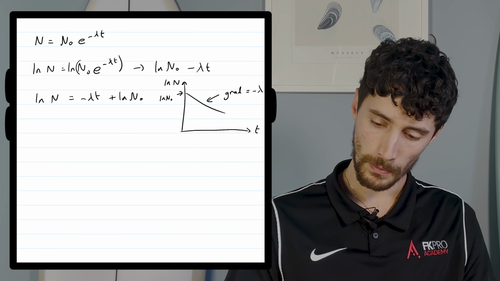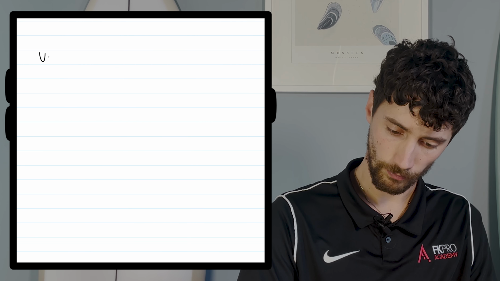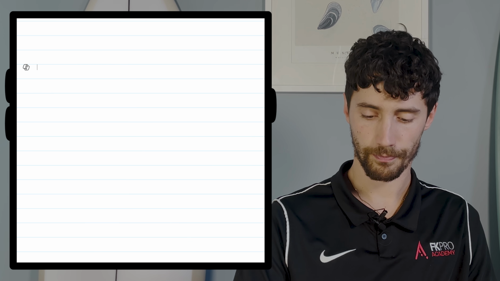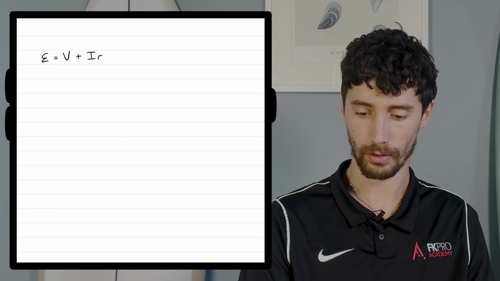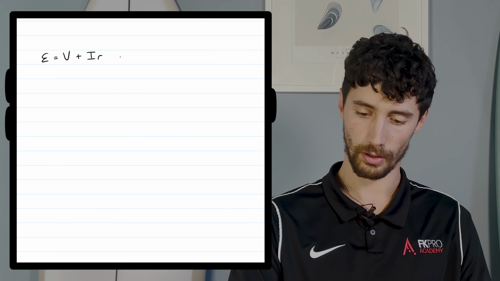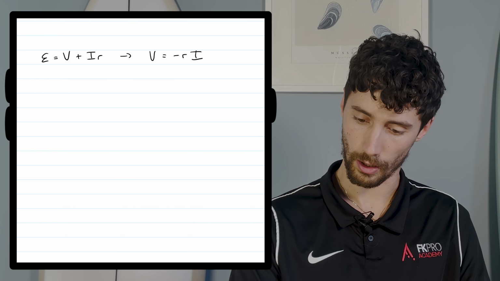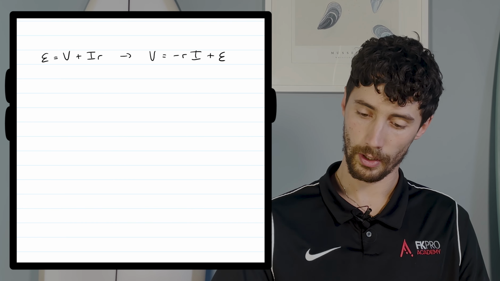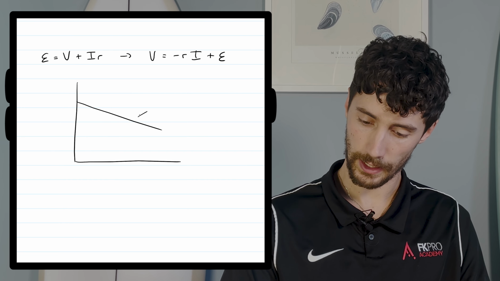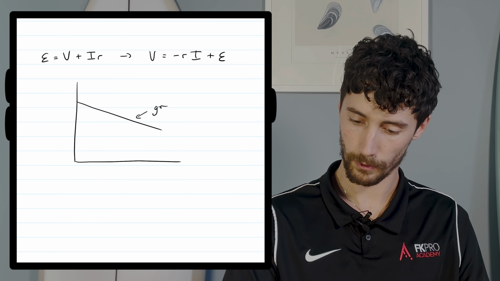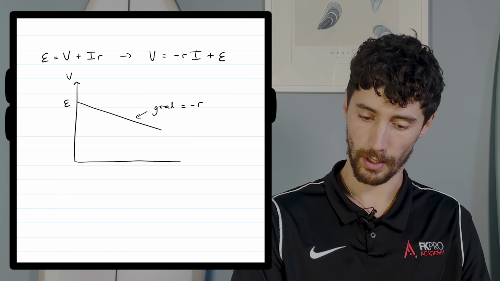Last one, which comes with a bonus question. Your EMF, if you're investigating internal resistance, is your terminal PD plus your current times internal resistance. Rearranging gives me V is equal to minus Ri plus the EMF, with my gradient given by the negative of my internal resistance and my y-intercept being my EMF.